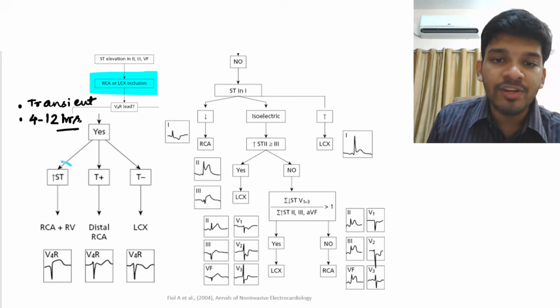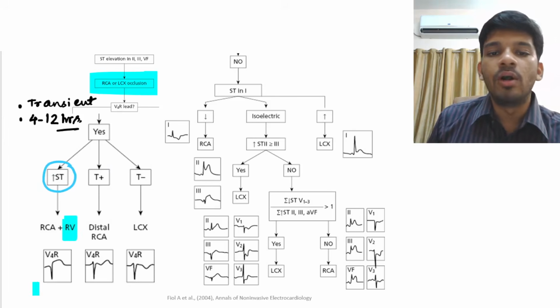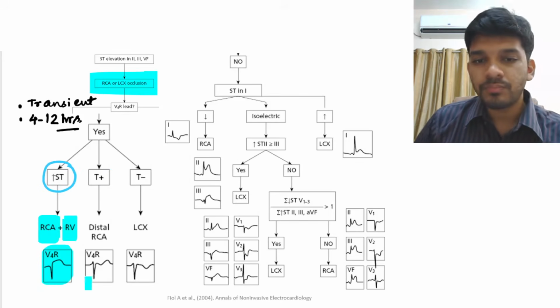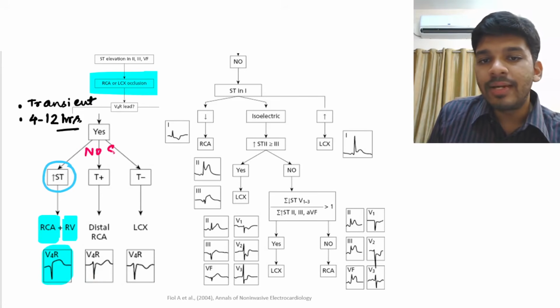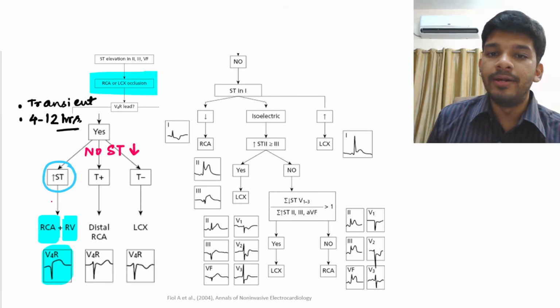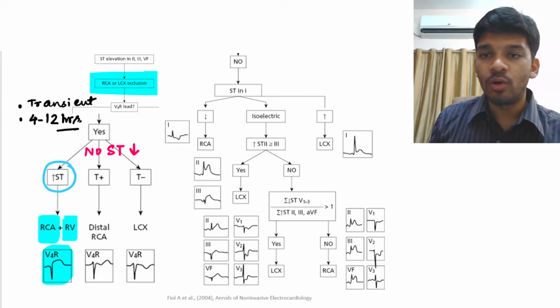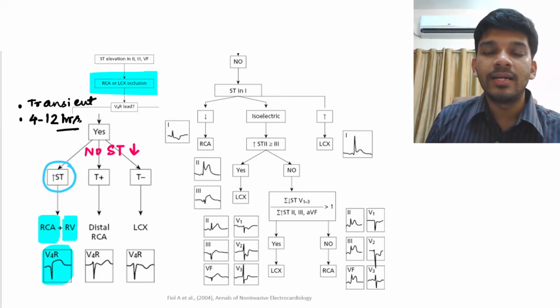And if you see an ST elevation in V4R lead, it definitely gives you a clue that the right ventricle is involved. As I told you, if right ventricle is involved, it is always the RCA. Okay. Now, if there is no ST segment elevation, that means right ventricle is spared. That means either it can be a RCA occlusion that is distal to the right ventricular branch, or it can be a left circumflex occlusion whereas the right ventricle is not getting affected.